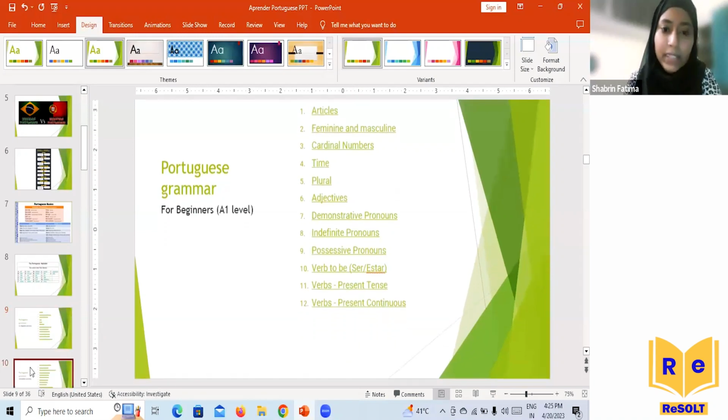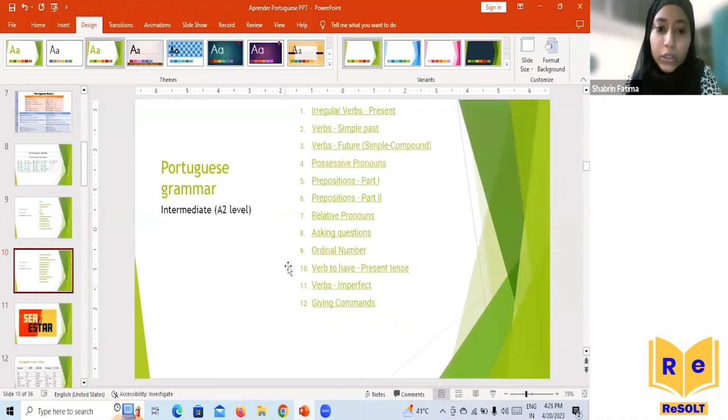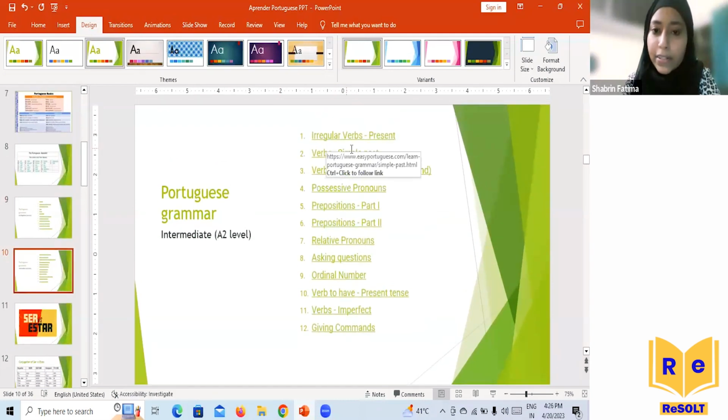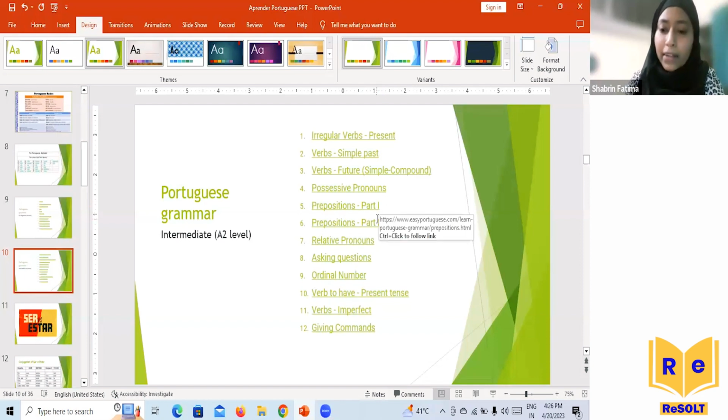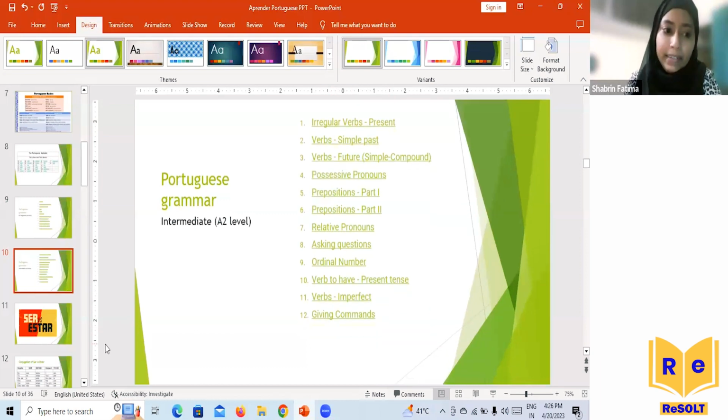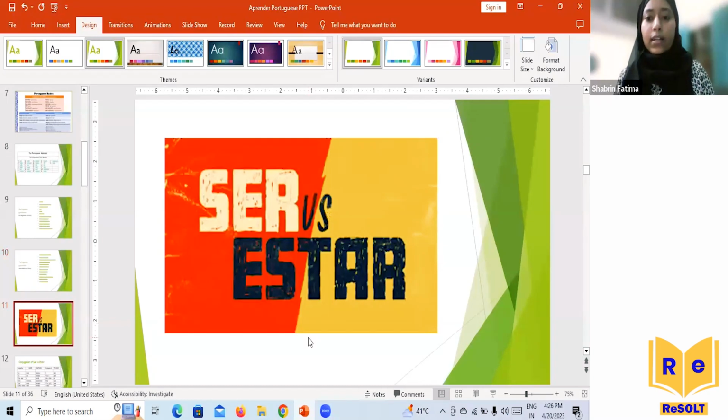Next we have the A2 level, that we also call intermediate level. So what is the syllabus? That consists of irregular verbs present, verb simple past, verb future simple compound, possessive pronouns, preposition part 1, part 2, relative pronouns, asking questions, ordinal numbers, verbs to be and have in present tense, verbs imperfect and giving commands, that is imperative also.